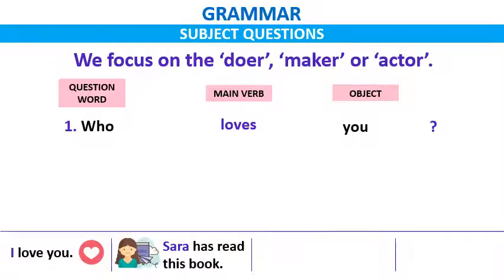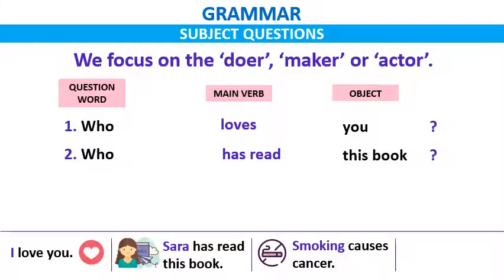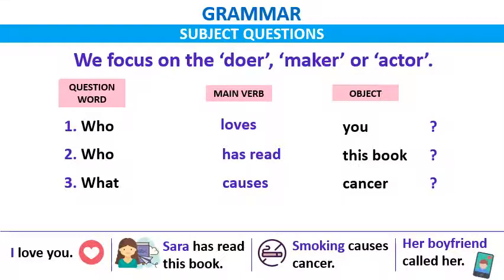In the next example, Sarah has read this book. So we have Sarah, so who has read this book? Number 3, smoking causes cancer. Smoking is not a person, so we say what. What causes cancer? And then her boyfriend called her. So we have a person, so who called her?